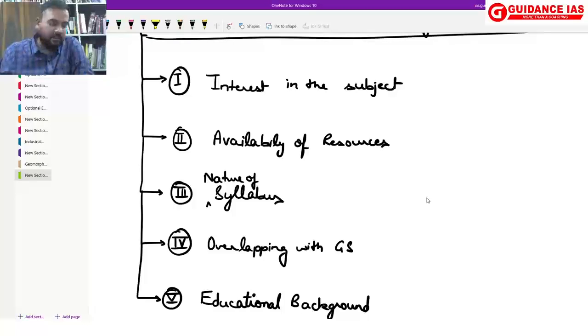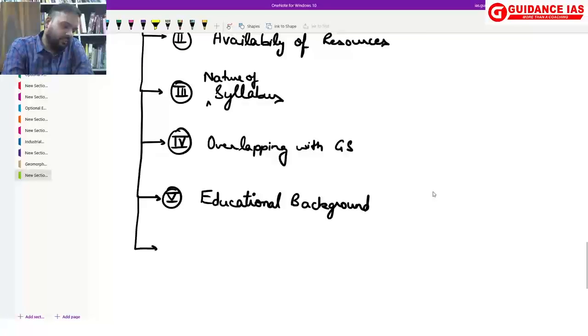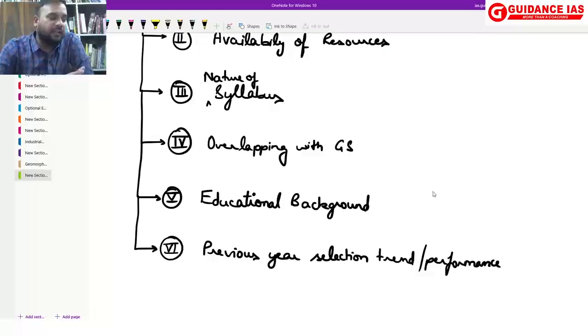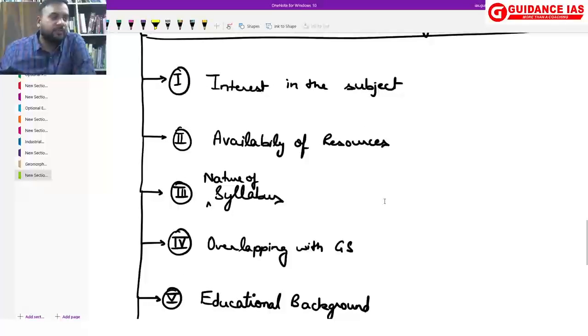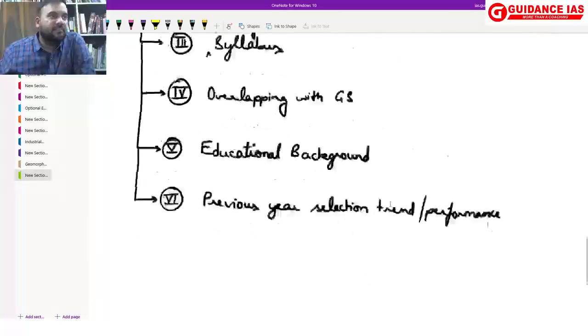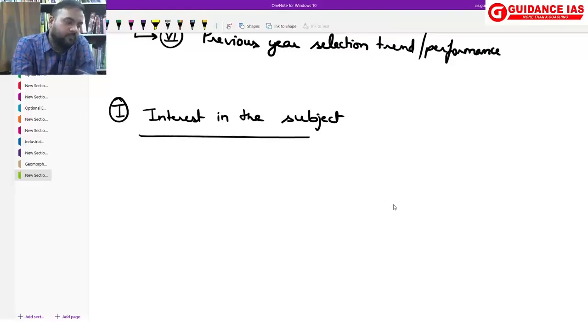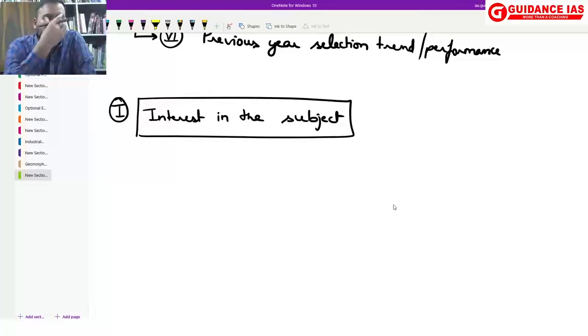In fact इसमें एक और मैं add कर देता हूँ, which a number of people will talk about, that is the previous year selection trend or performance from the concerned optional. ठीक है, that is also one thing which we can take into account. So one by one हम एक एक करके बात करते हैं. First we are talking about interest in the subject. Interest in the subject. Okay.